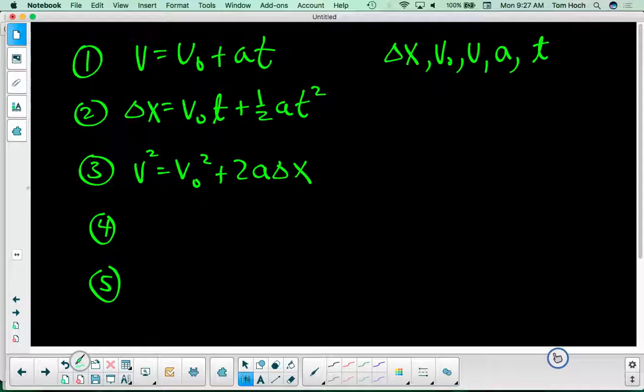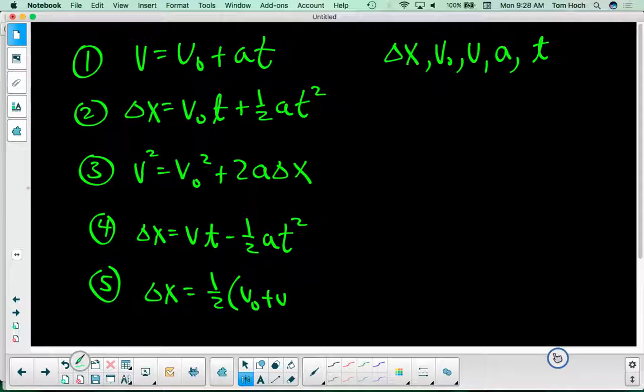I could also eliminate other variables in these equations. I'll show you the results. Delta x equals V times t minus 1/2 at squared. And the final one, delta x equals 1/2 times V initial plus V times t. These are the 5 kinematics equations. Only 2 of them are fundamental. The rest are derived from the first 2. So the first 2 are of importance.